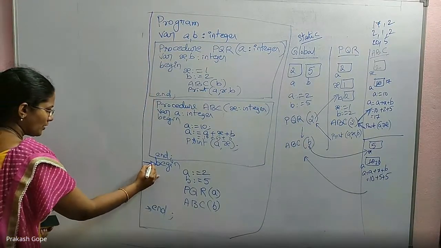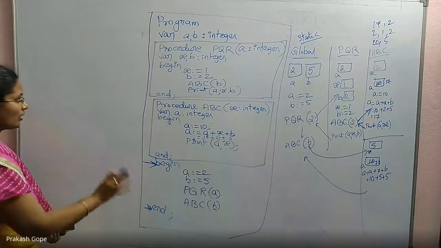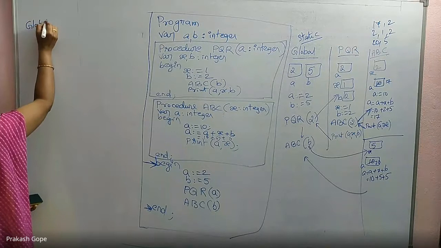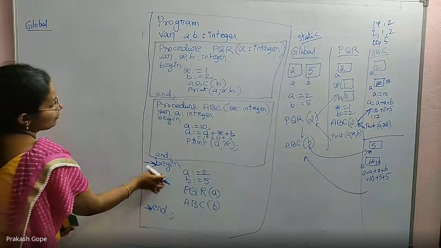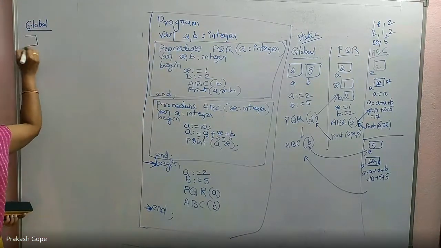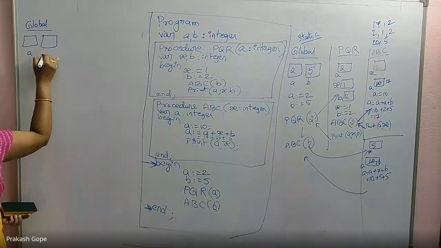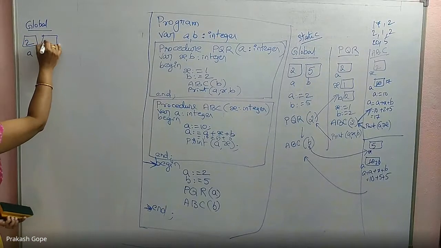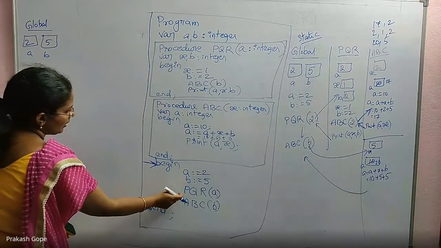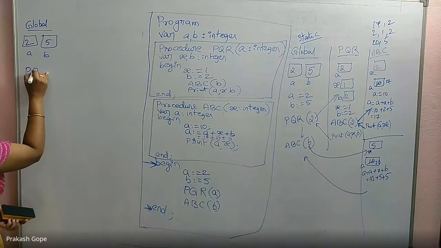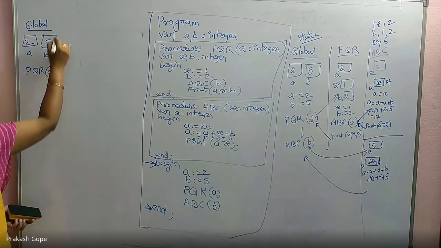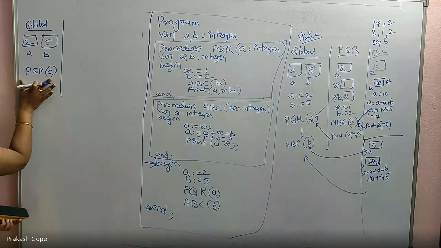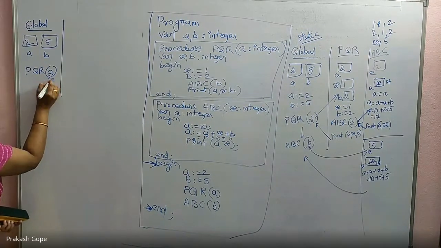Program execution always starts here and ends here. Okay. I am taking the global environment first. This is the global environment. Variables are declared, A and B. Initialized with 2 and 5. Okay, these two lines are executed. Now call PQR of A. So A is this A, obviously, because I'm in this environment, I will access that environment's A.